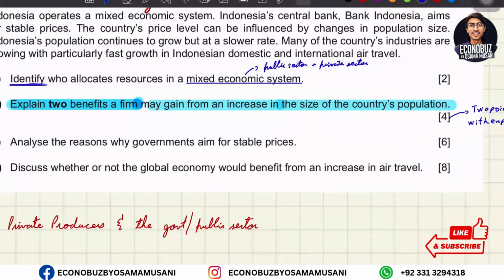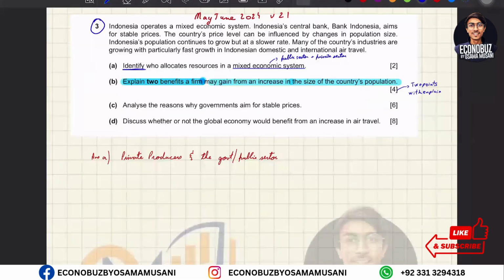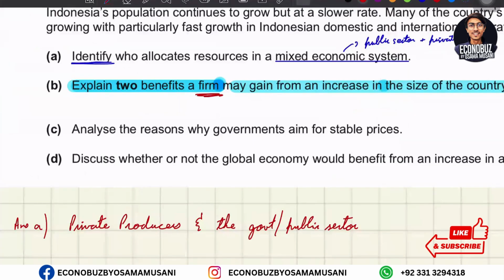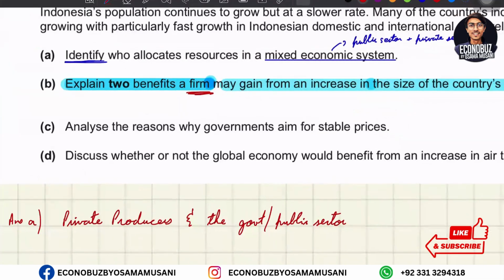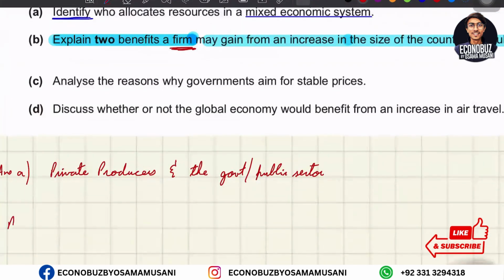Two benefits a firm may gain from an increase in the size of a country's population. So you have to write 2 points with explanation. Okay, proper explanation you would have to write while explaining the 2 points. The most common mistake students make in these questions is writing the benefit of the government or the benefit of the economy. You don't have to write the benefit of the government or the economy. You only have to write the benefit of the firm. So you would be writing that. Answer B.